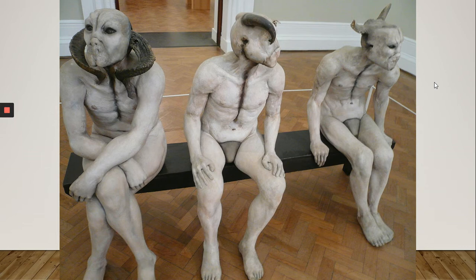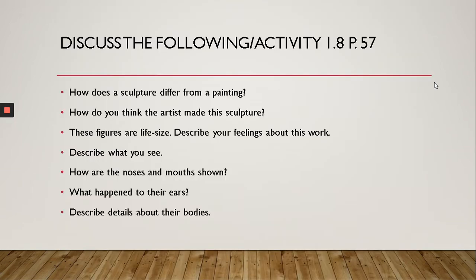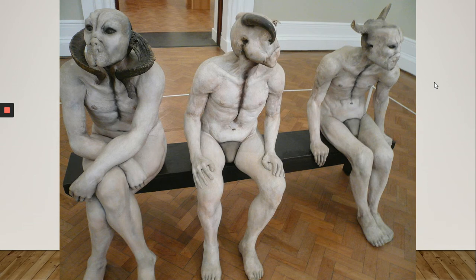Okay, so the first question, let me just go back so you can view the questions, and if you need to pause, you can pause and answer them. How does a sculpture differ from a painting? It is a three-dimensional artwork and can be seen from different angles. How do you think the artist made the sculpture? The artist used mixed media, including plaster, bone, and a wooden bench. She cast sculptures from humans.